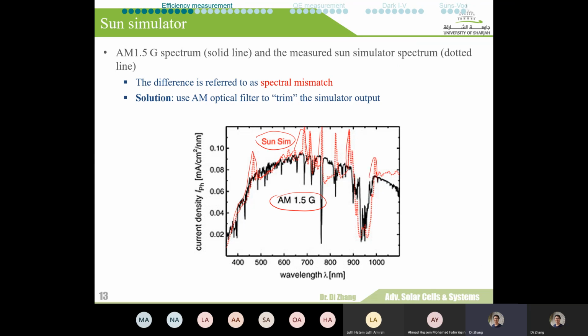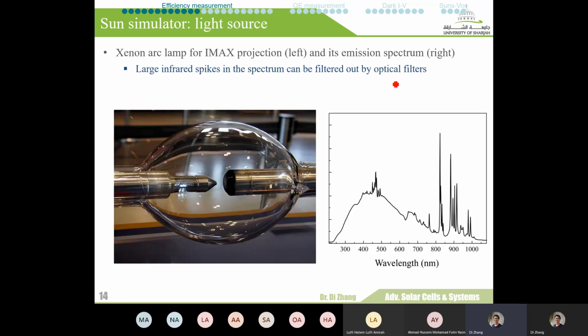If we want to simulate the AM spectrum, this is why we typically use an additional optical filter, to remove these peaks or spikes that you see from the lamp. These spikes naturally cannot be avoided, but with a better filter, we will be able to trim them down, and then we're going to have a better fit with the AM 1.5 requirement. So this is the idea.